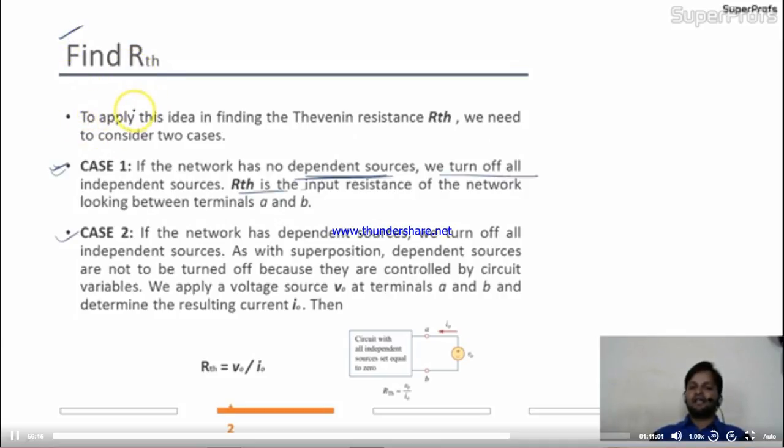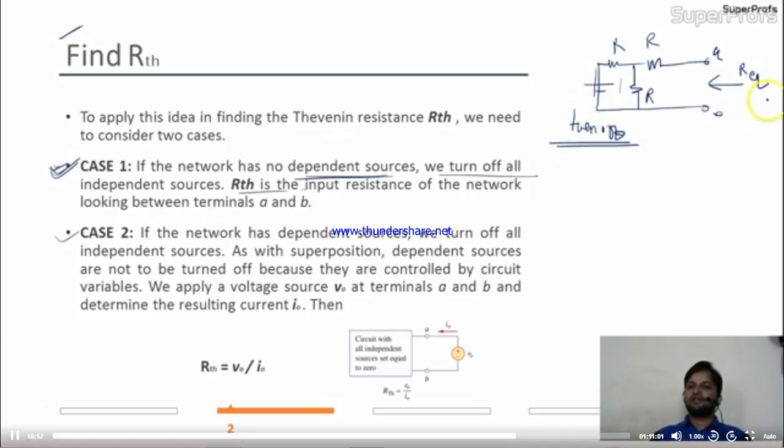While finding out the RTH, we are not getting a directly resistive circuit like this, where your circuit is purely resistive and they are saying find out the R equivalent across A and B. We are getting some independent voltage sources or current sources given in the circuit. That's why this first case comes into the picture. It says that if the network has no dependent sources, meaning only independent sources, we turn off all independent sources. So we have to turn them all off and find out the R equivalent.